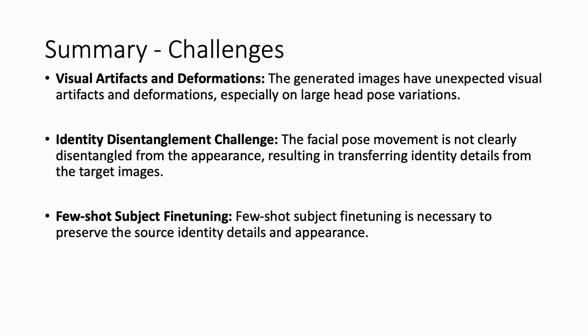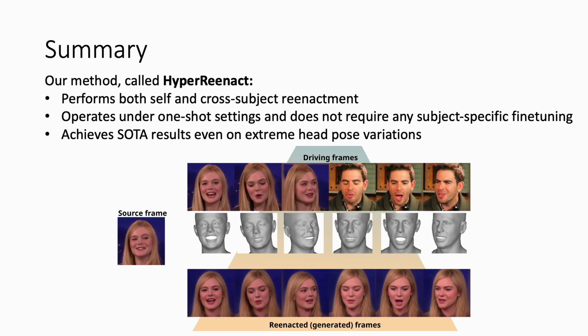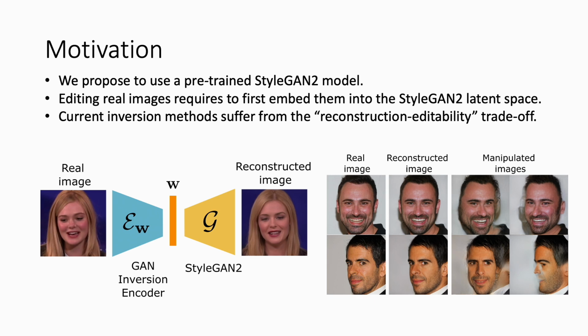Finally, in order to preserve the source identity details, some methods require few-shot subject fine-tuning, which is computationally expensive and time-consuming. In this paper, we propose a novel model called HyperReenact, which performs both self- and cross-subject reenactment, and operates under one-shot settings without requiring any subject-specific fine-tuning. We show that our model achieves state-of-the-art results even on extreme head pose variations.